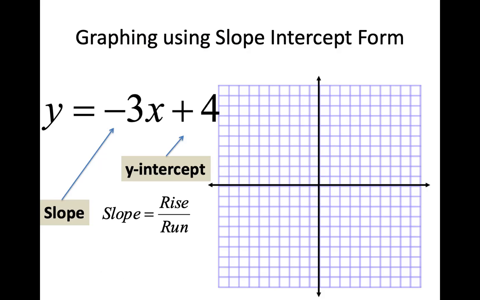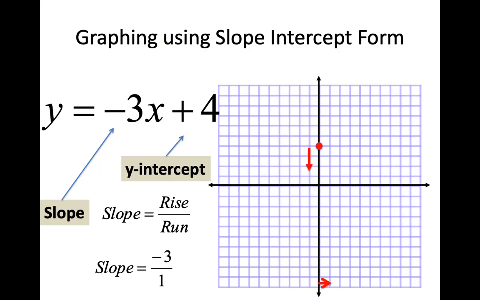One more time. y = -3x + 4. What's the y-intercept? 4. I put a dot on 4. What's the slope? 3. It doesn't say 3, it's -3. -3 over 1. So what do we do from this point? Up 3 over 1. No, down 3 over 1. Down 3, 1, 2, 3, and then over 1.